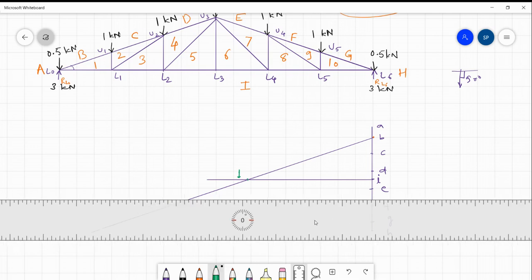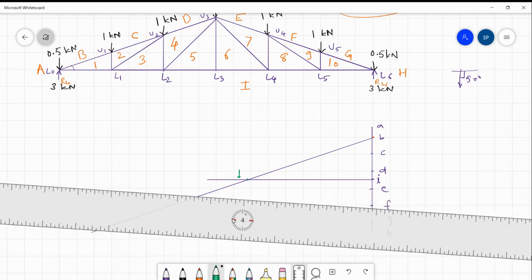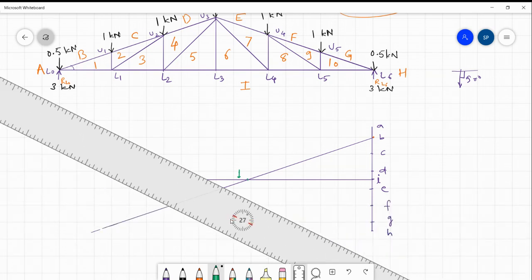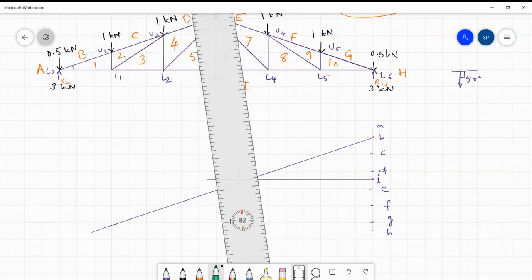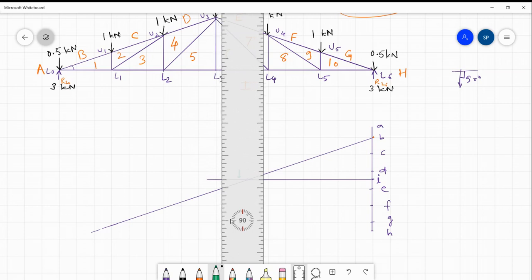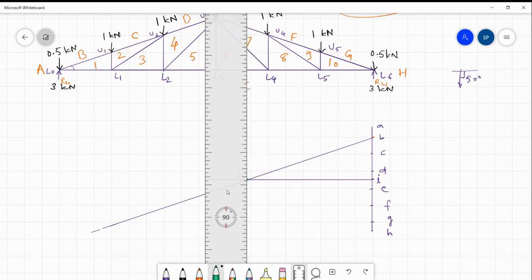Next, we have to go for 1 to 2. Now 1 to 2 is a vertical line. So I don't know 2, but I know point 1. Point 1 is located already. So what I will do, I will make a line parallel to that, or 90 degrees with the horizontal. So I will draw one line.